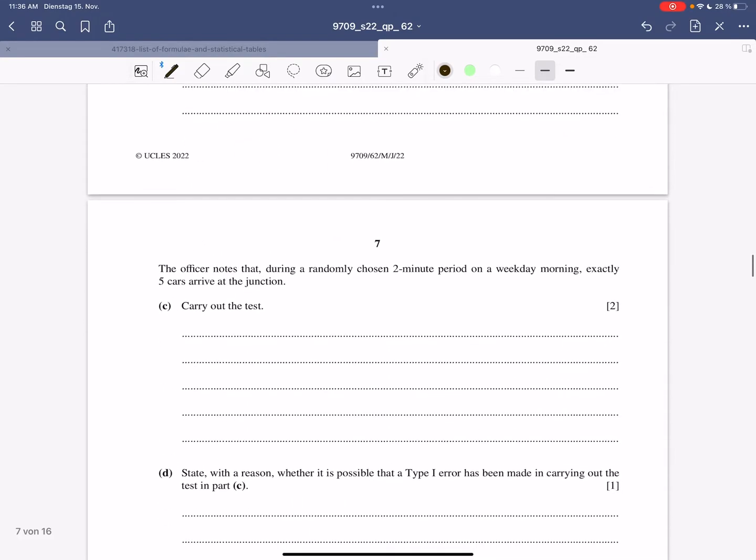So question C. The officer notes that during a randomly chosen 2-minute period, still a 2-minute period, on a weekday morning, exactly 5 cars arrive.